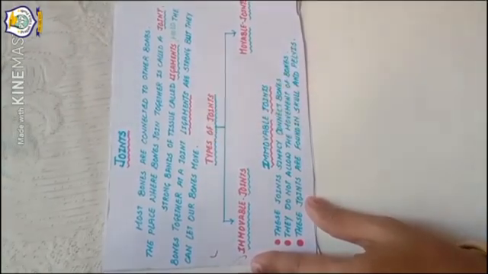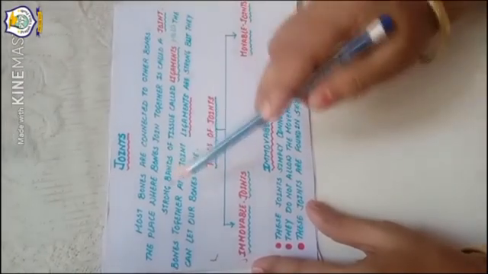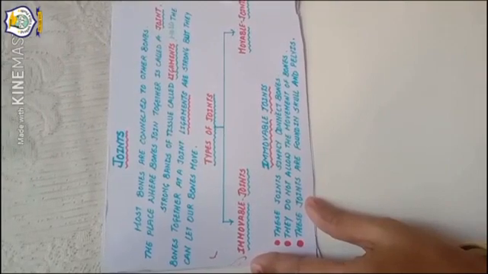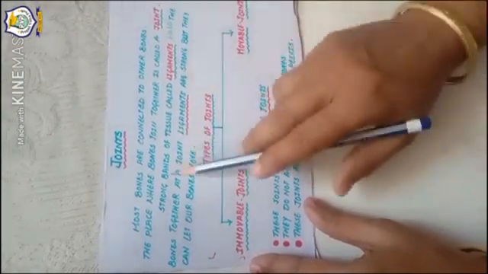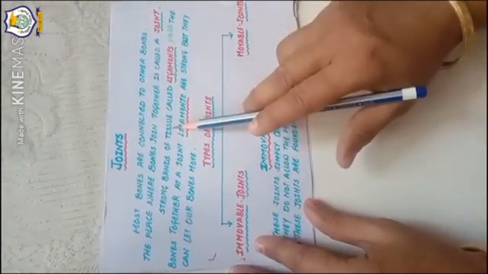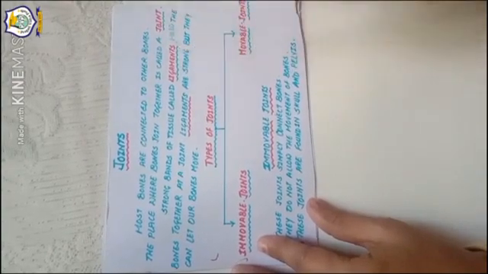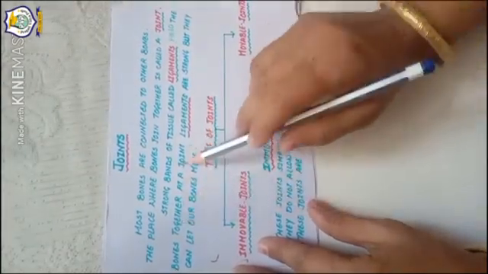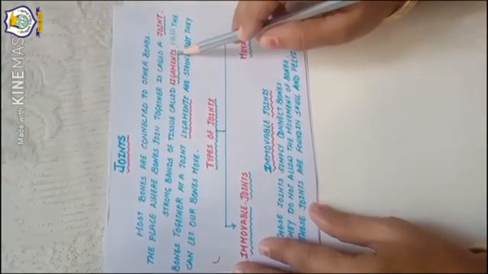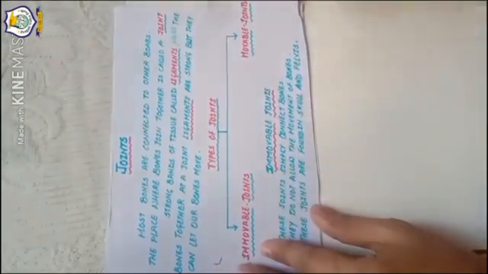So, what are joints? Joint is a place where bones are connected to other bones, and they are held by a strong band of tissues which is called ligaments. Bones are held at a joint by a strong band of tissue called ligaments. Though ligaments are strong, they can let our bones move.